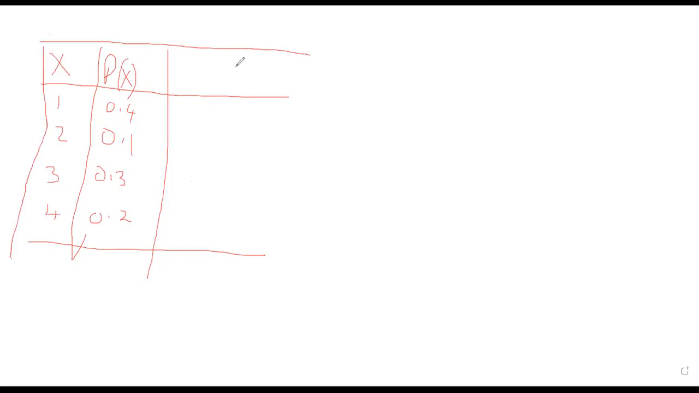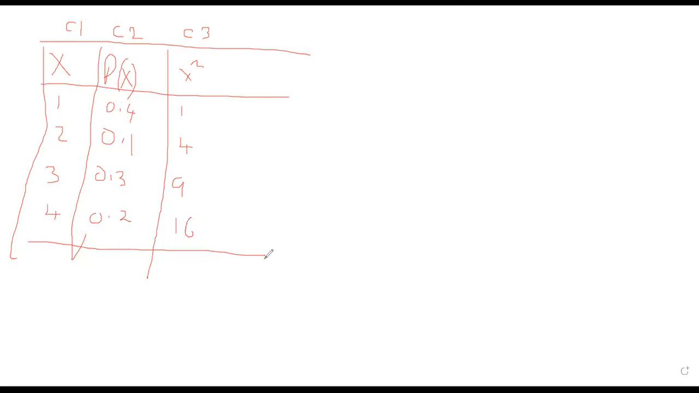Right, so to find the mean, this is column 1, and this is column 2. So firstly, to get column 3, we can square this, x squared. What do we have here? 1, 4, 9, and what? 16.